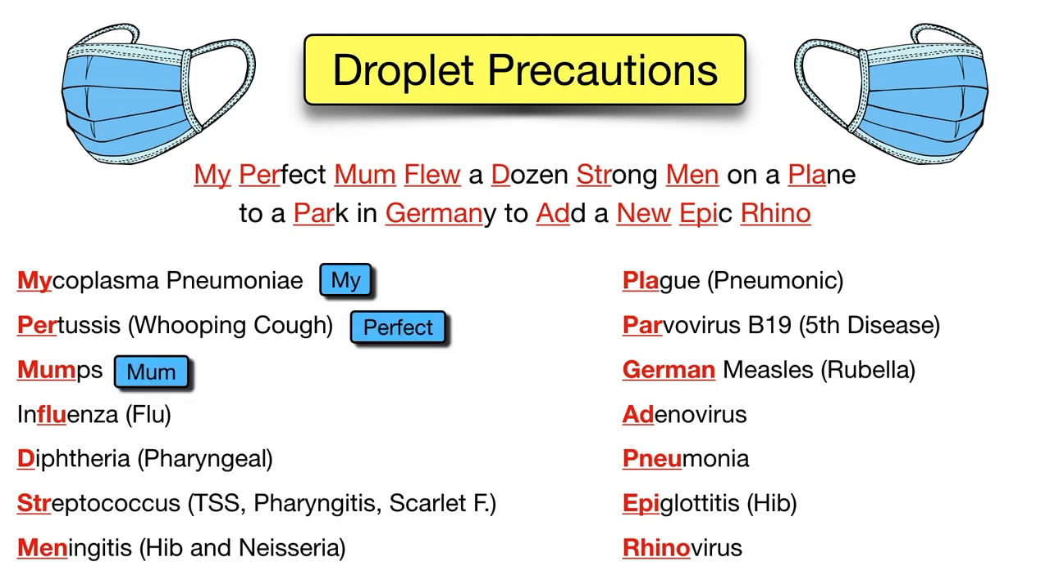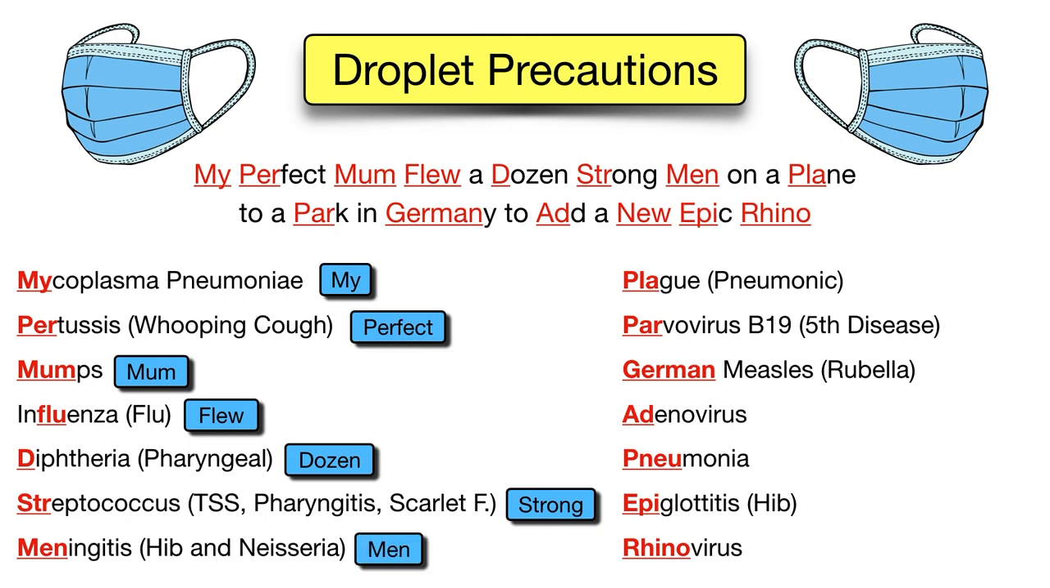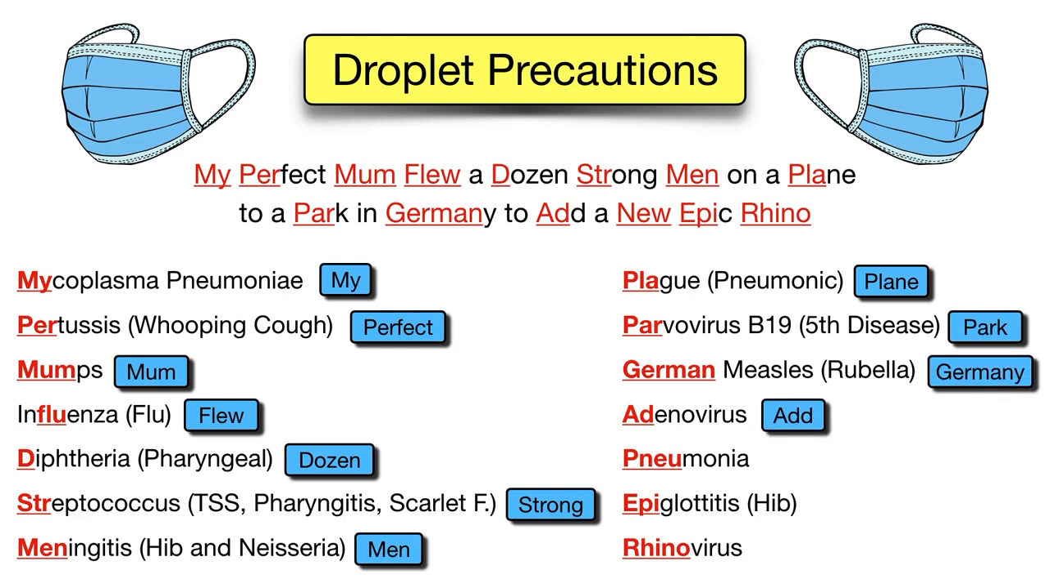remember mumps, flu to remember the flu or influenza, the D in dozen to remember diphtheria, the STR in strong to remember streptococcus, men to remember meningitis, especially meningococcal meningitis caused by Neisseria, plane to remember plague, park to remember parvovirus B19, Germany to remember German measles, ad to remember adenovirus, new to remember pneumonia based on how it's pronounced, epic to remember epiglottitis, and rhino to remember rhinovirus.